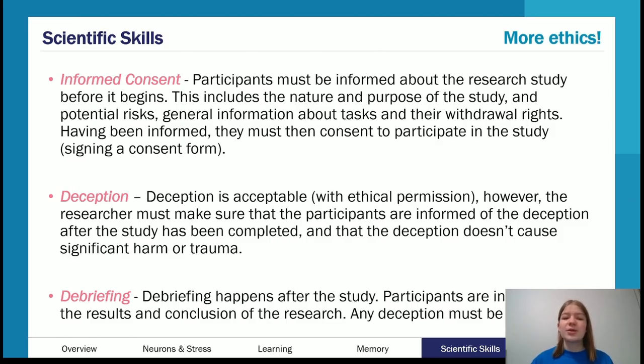When that's the case, there'll be a reason why they've put it in there, because otherwise they won't be able to collect those results. So it has to be weighed against any potential harms. If the deception was likely to cause significant harm or trauma, then that should not be allowed by the ethics committee. With debriefing, this is also a chance to address any harm and provide participants with information about the results and any conclusions that have been obtained from the research.